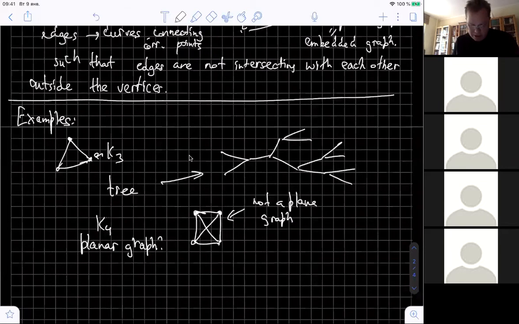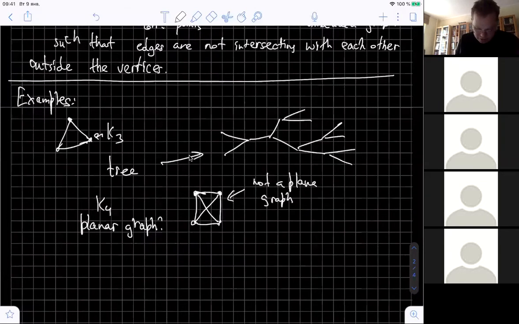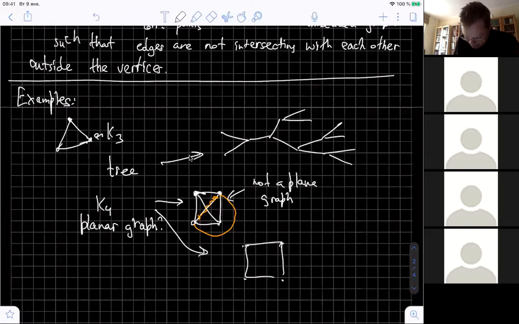So can we? Yes. If we take an edge outside, for example, we can draw this edge outside the square. So this is not a plane graph, but we can illustrate this graph like in this picture, where all the edges do not intersect each other. So K4 is a planar graph.